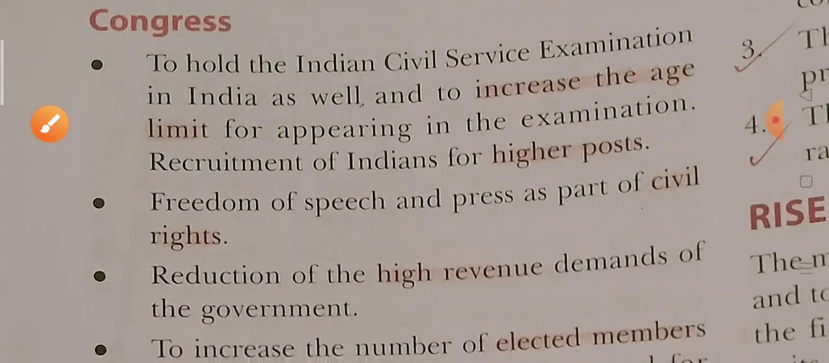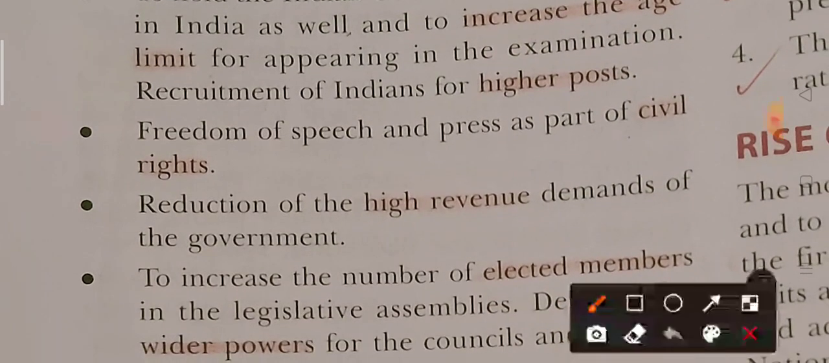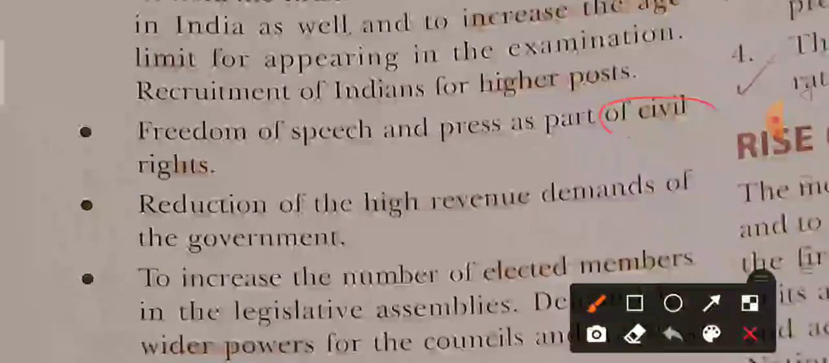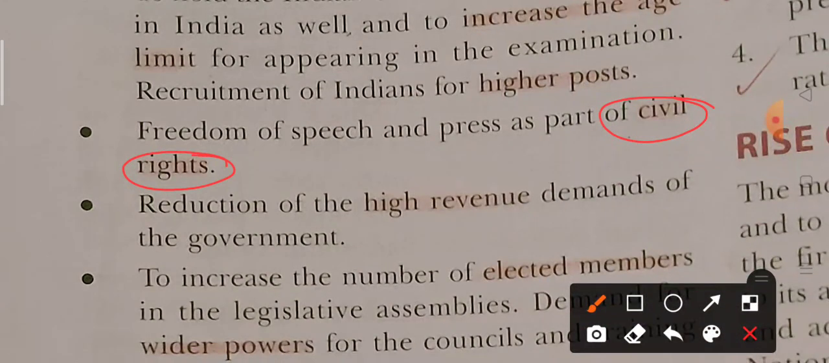Next is freedom of speech and press as part of civil rights. The Indian National Congress demanded civil rights. So what were the civil rights?